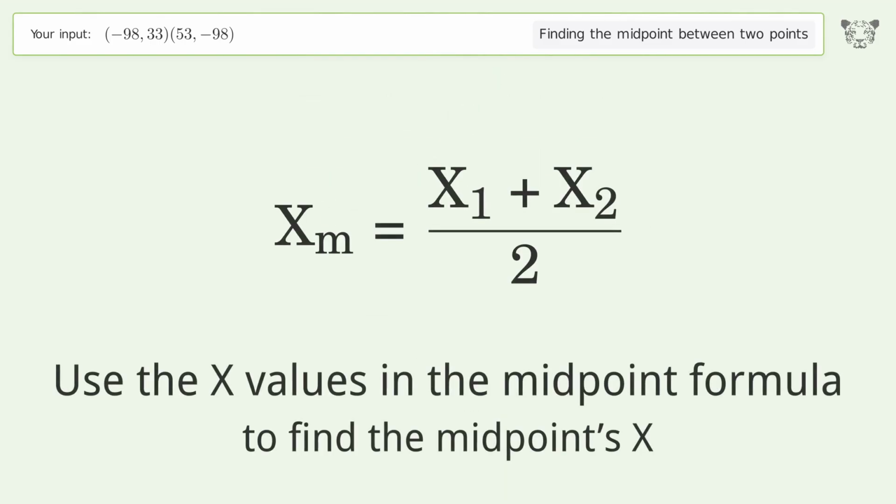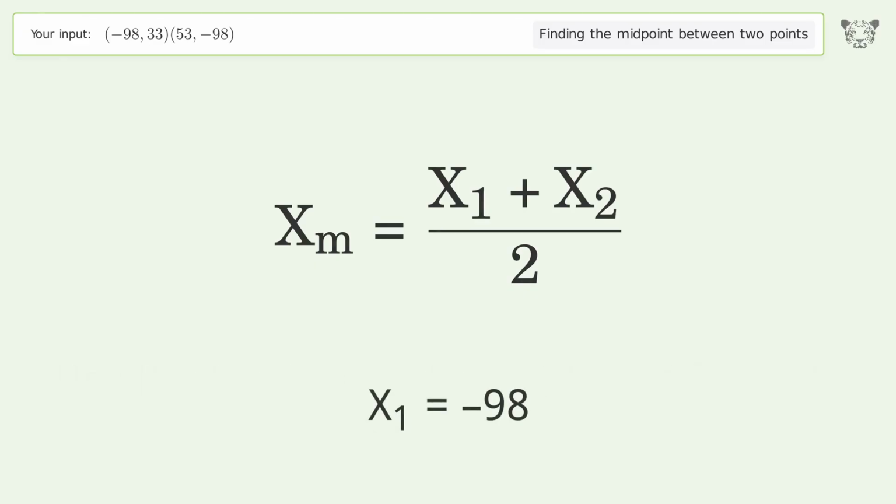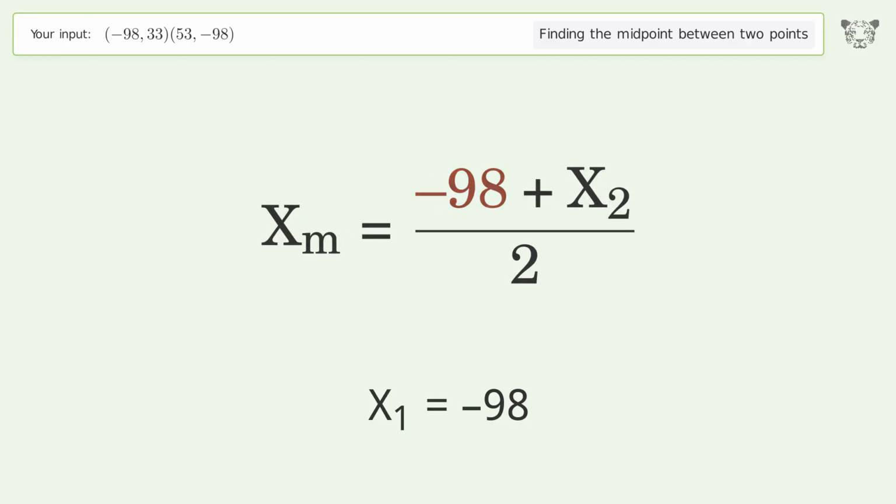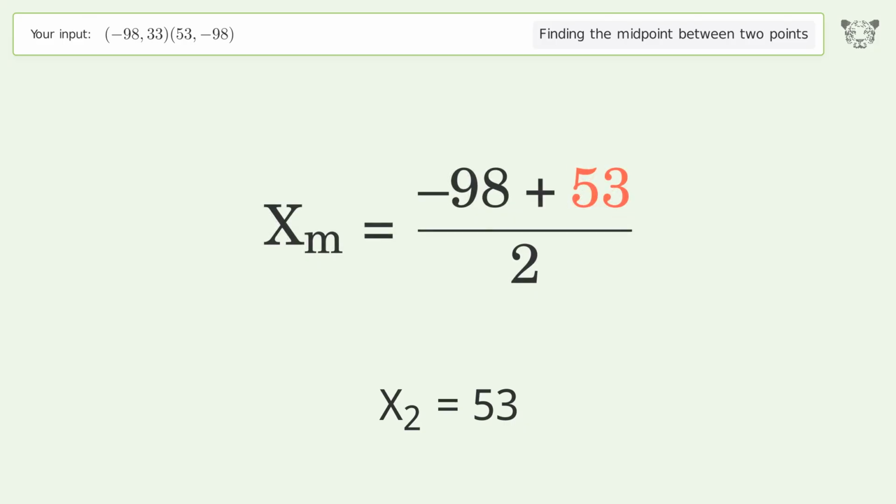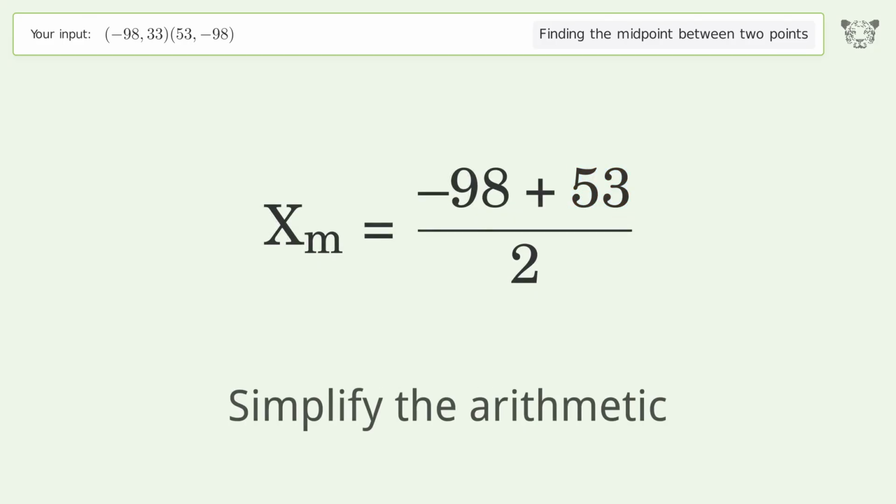Use the x values in the midpoint formula to find the midpoint's x. x1 equals -98. x2 equals 53. Simplify the arithmetic.